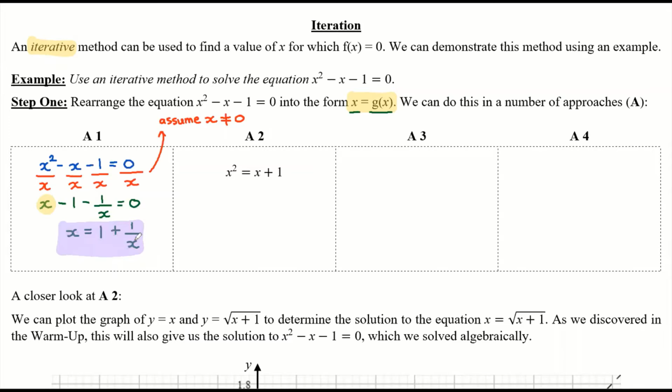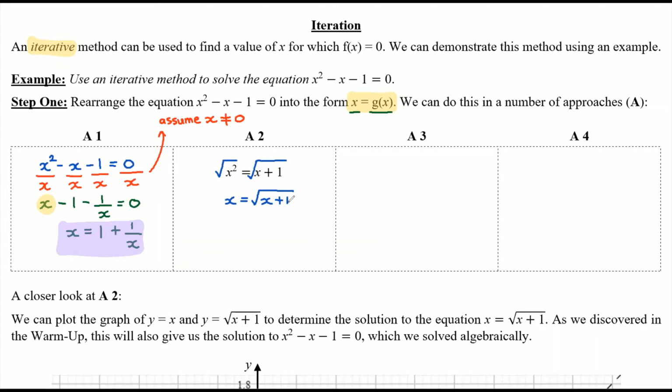Now for A2, I've taken the first step for you because I want to lead you in a particular direction. We're going to look at this in more detail in a minute. What I've done is add the x and the 1 and 1 to both sides, and that clears the negative x and the negative 1 on the left. So all that remains now is to make x the subject. I'm going to take the square root of both sides. So if I take the square root of this and the square root of this, we get x is equal to the square root of x plus 1. And we'll just take the positive root for now.